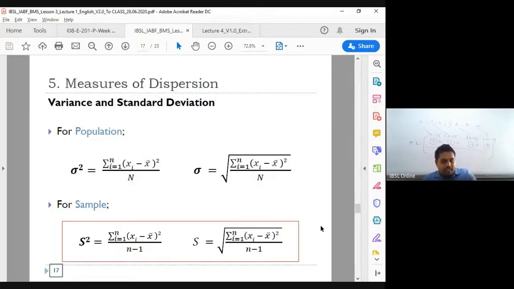So in statistics, unless it is mentioned population, we are always looking at sample. That is why I have highlighted this section in a small red box here for you to remember only this equation. And if the same equation is asked to be rephrased for the population, what you have to do is simply, instead of n minus 1, divide it by n, whether it be population or sample.